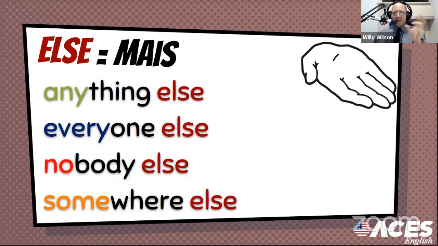Isso aqui não dá muito certo para o português falar em mais algum lugar, porque daí dá a ideia que ela está aqui e em outro lugar. Então, aqui nós temos que mexer um pouquinho com a tradução. Somewhere else, em outro lugar, em um outro lugar, ou não aqui. Algum lugar que não seja aqui. I need to go somewhere else. Eu preciso ir para um outro lugar.